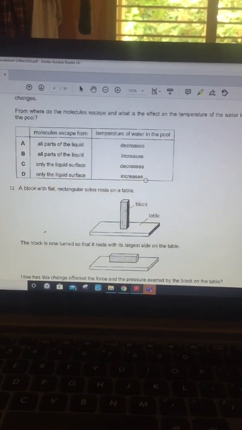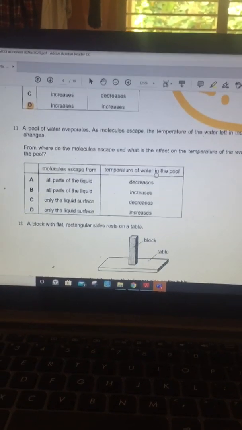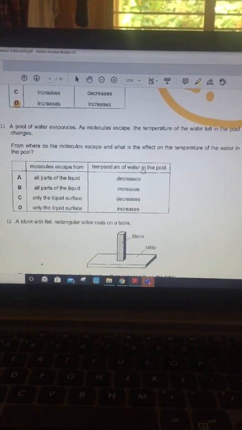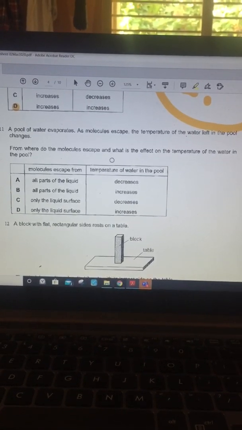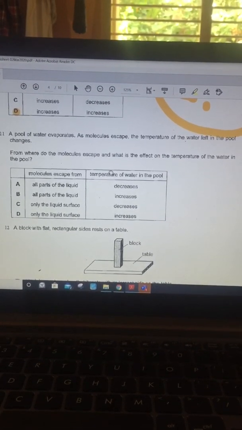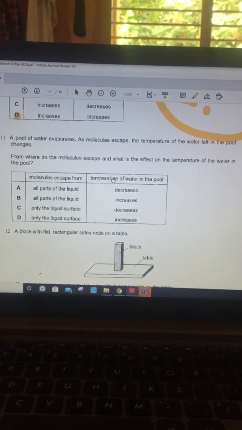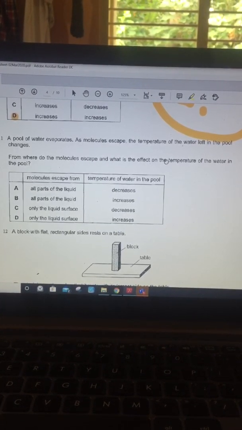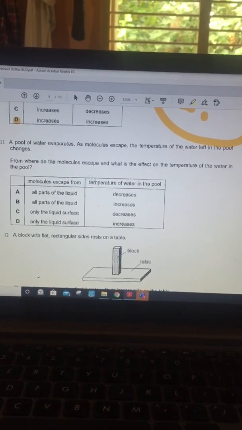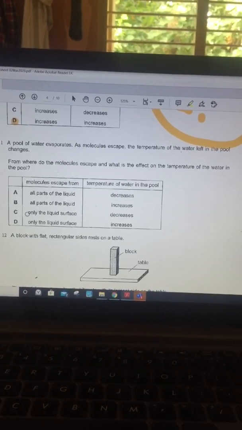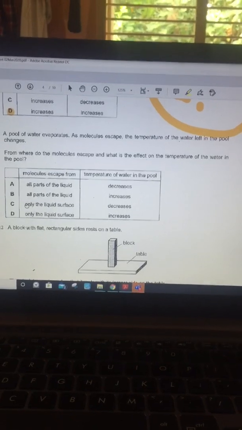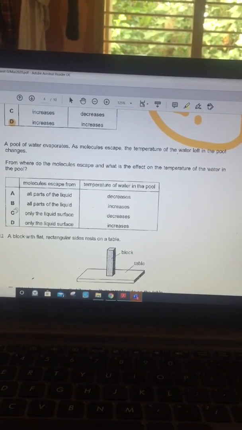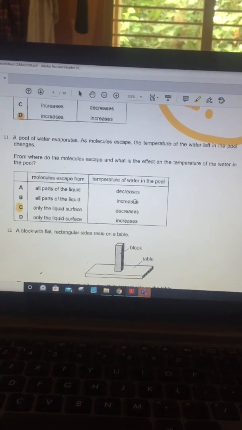Number 11. A pool of water evaporates. As molecules escape, the temperature of the water left in the pool changes. From where do the molecules escape and what is the effect on the temperature of the water? Again the same question, only from the liquid surface, and the average temperature will decrease. So answer C, again the same idea.